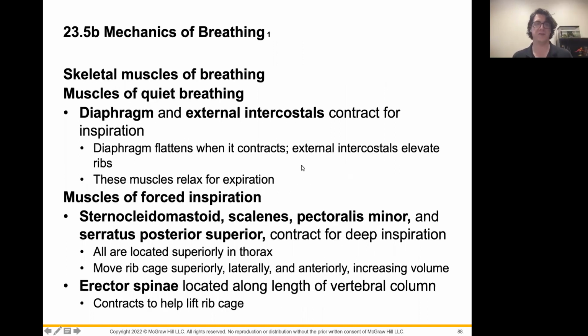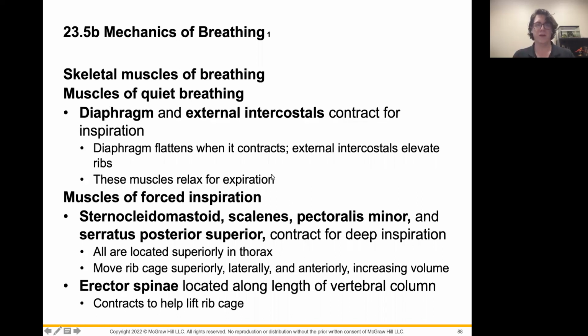Now, all of this is, of course, going to require muscles. Like if I told you to take a deep breath in, you can do that. You can control that, which means we're dealing with skeletal muscles here. We're not just dealing with smooth muscles. We are going to be dealing with skeletal muscles in this respect.